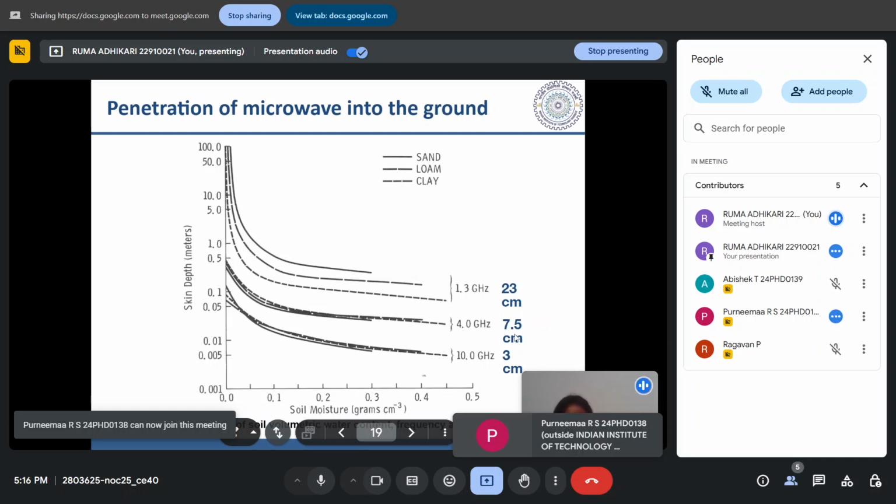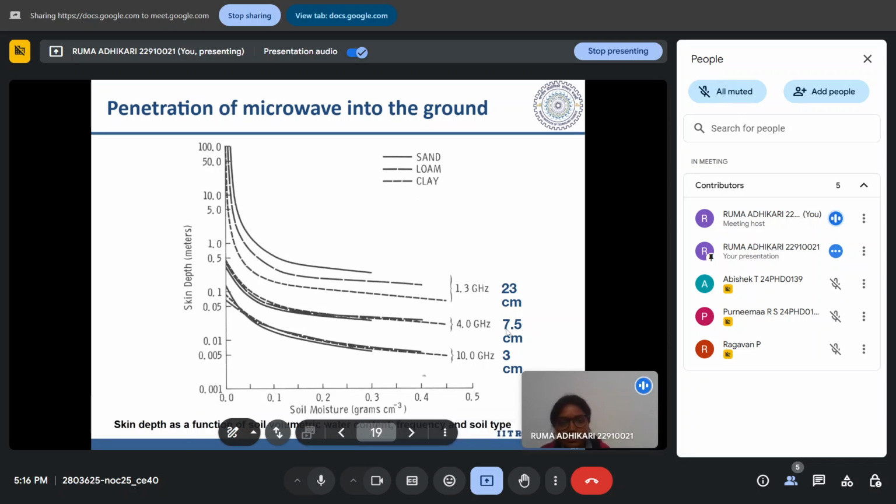Second is the 7.5 centimeter, which can be the C band. It starts from approximately 6 to 7.5 centimeter. So how does the C band work? X band is here, then the medium level is the C band, and this 23 point something centimeter is the L band.